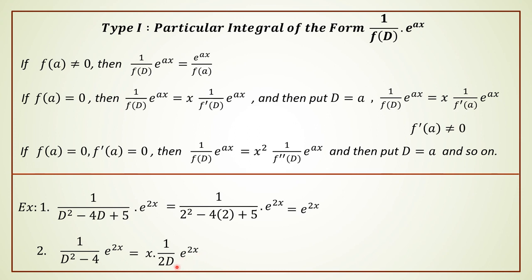Now replace your D by the coefficient of x. What is the coefficient of x over here? It is 2, right? So you have the solution to be x by 4 acting on e to the power 2x. Therefore 1 by D square minus 4 acting on e to the power 2x is equal to x by 4 into e to the power 2x. Hope it is clear to you.